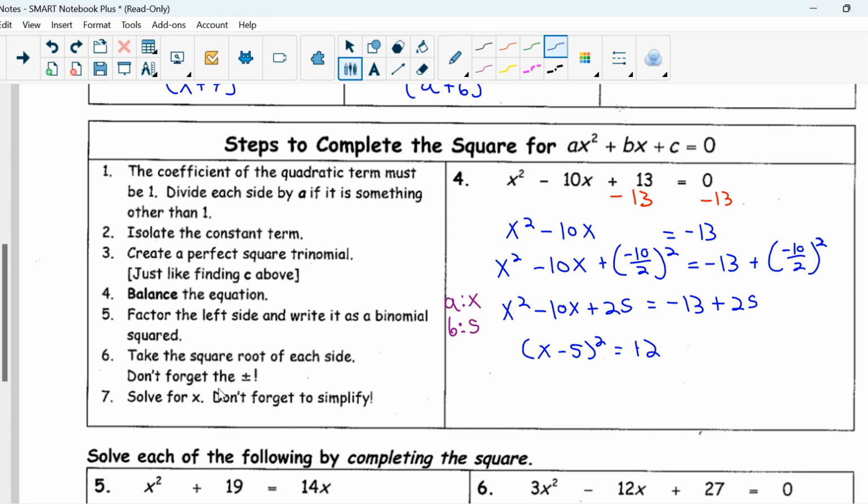So finally, we need to solve with the first step being taking the square root of both sides. Remember, when we take the square root, you need to have a plus or minus. So let's take the square root of both sides, which will leave me with x minus 5 equals plus or minus the square root of 12.